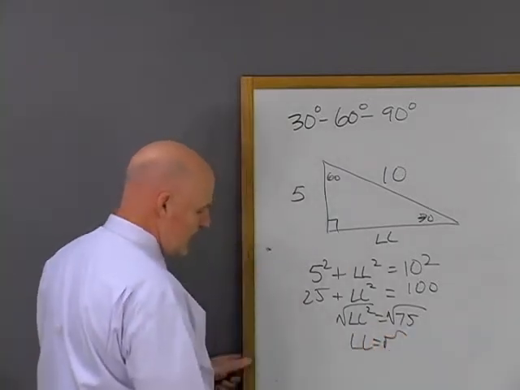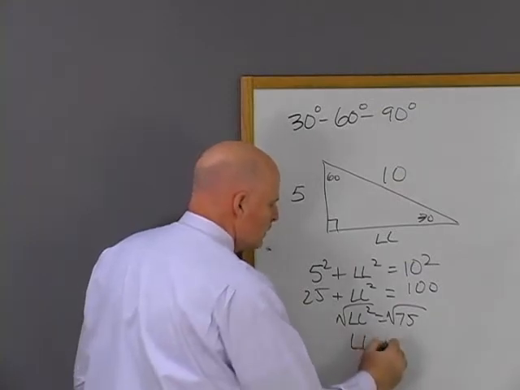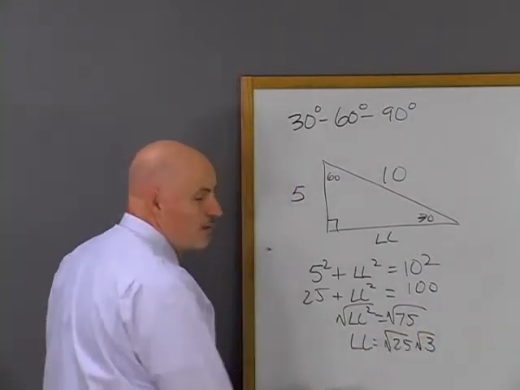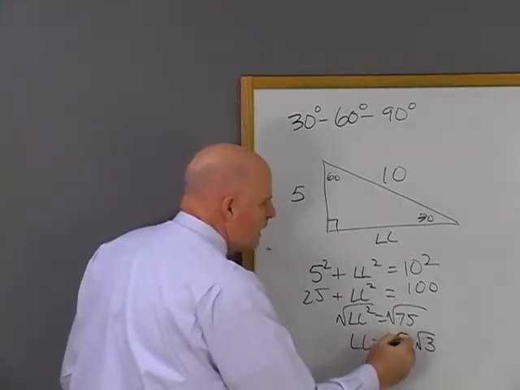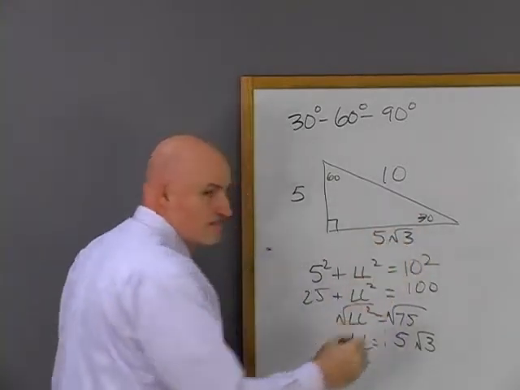I think I lost my coordination. Square root of 25 times the square root of 3. What's the square root of 25? 5 times the square root of 3. It works. You see that?